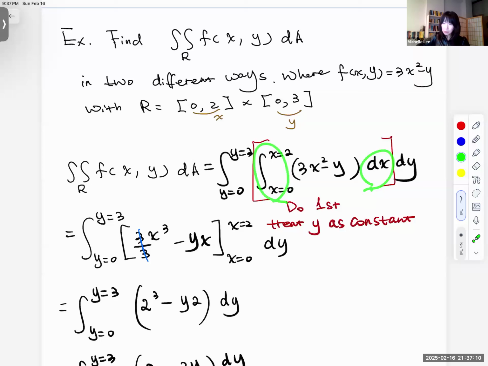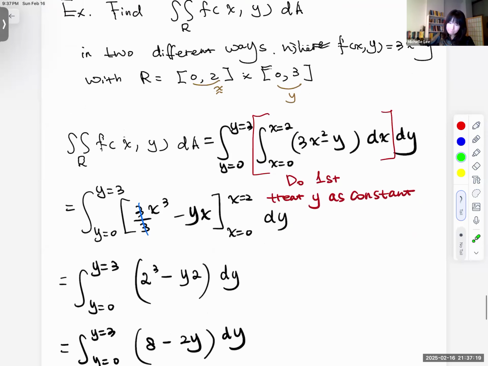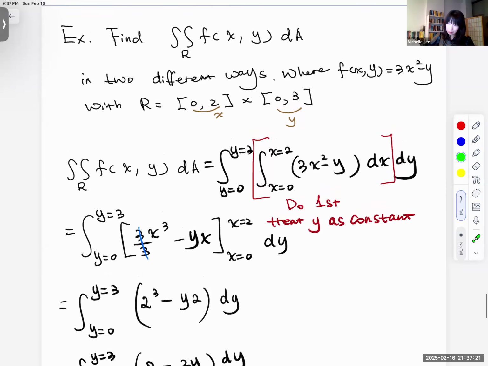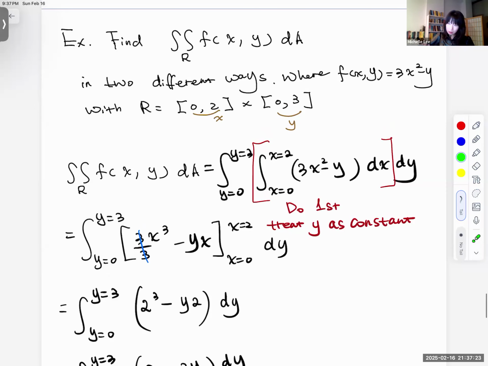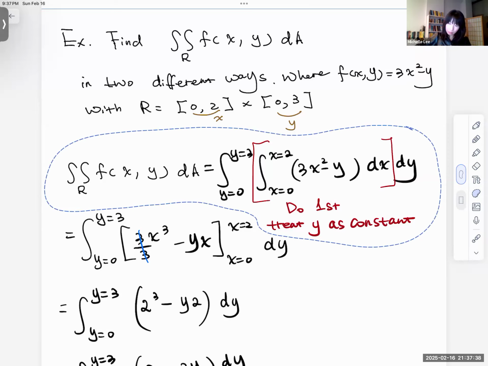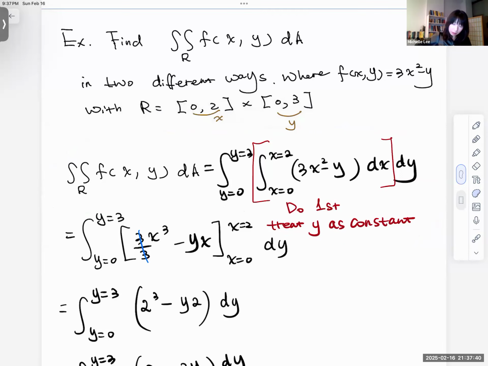Integrate with respect to x first, then y second. Let's do the other way, right? All right. I need a number. Can I use this one and then change it a little bit? I need this one. Yeah. Copy.